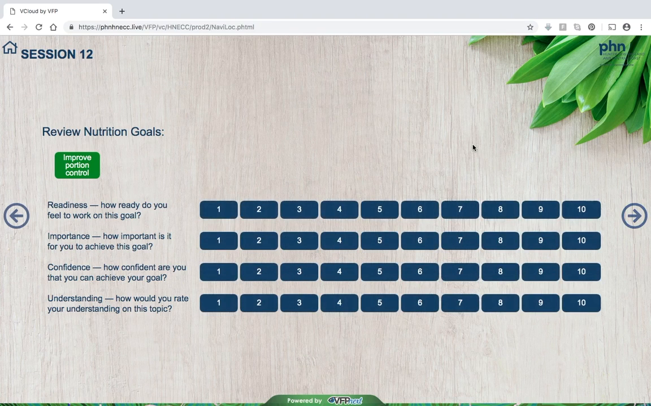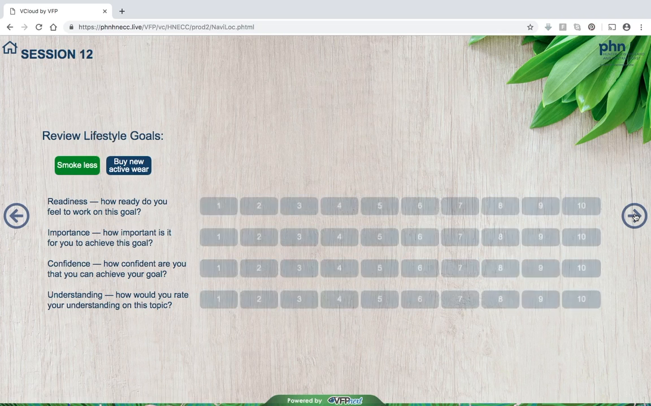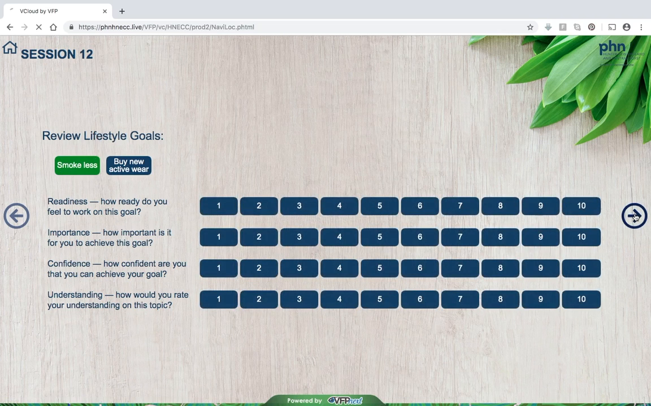At this stage, because our patient has chosen their goals and they still are progressing towards their nutrition, physical activity or lifestyle goal, we go again and score it, and then if the patient is still scoring at the lower end of the scale, then we can refer them to the resources pack. So we review our nutrition goal, our physical activity goal, and our lifestyle goal.